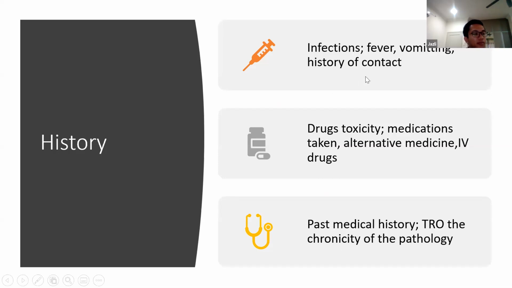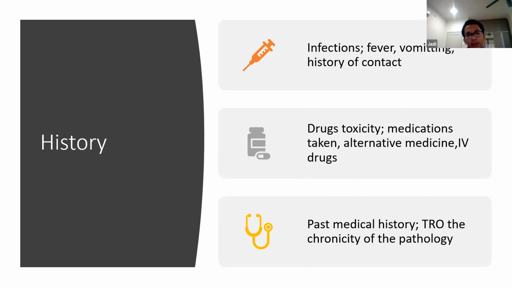causes, you have to see whether the patient has fever, vomiting, or a history of contact. So ask about fever, maybe they have leptospirosis. We have dengue, and vomiting is also associated with leptospirosis or dengue, as well as history of contact. Drug toxicity is important, where the patient could have been taking alternative medication given by the parents, or the patient could have had an acetaminophen overdose, paracetamol overdose. So these are the things to consider.